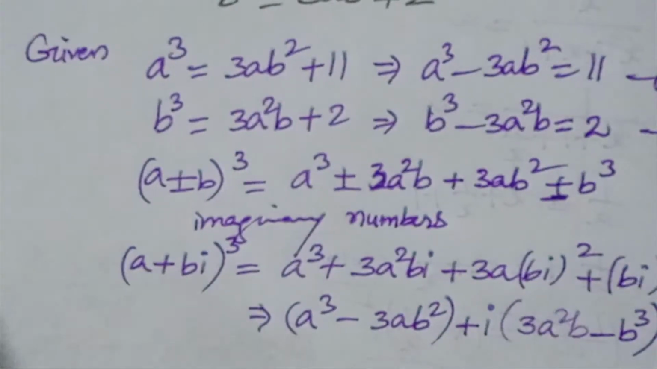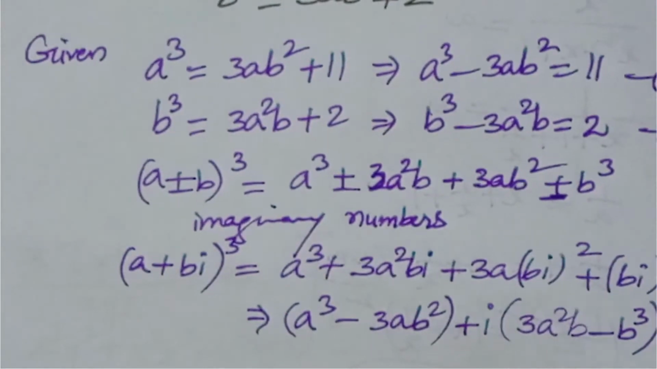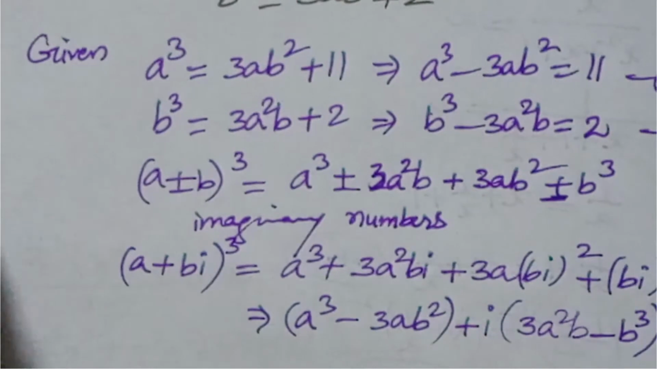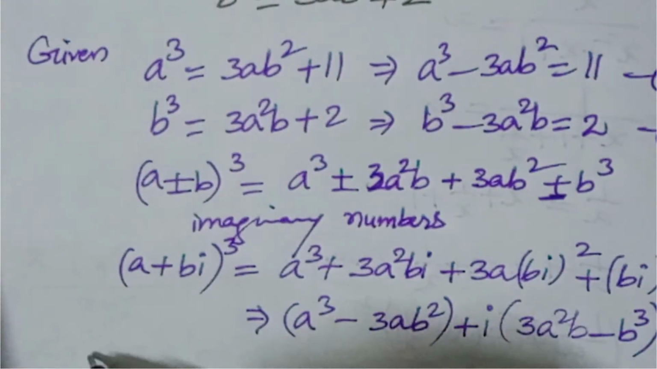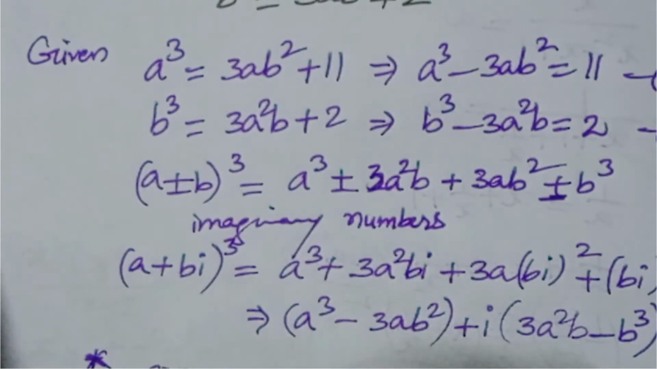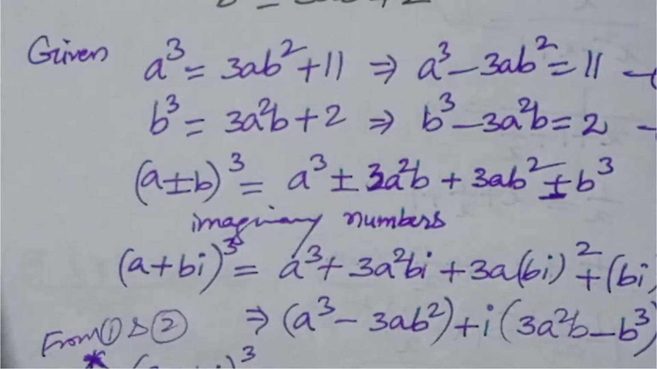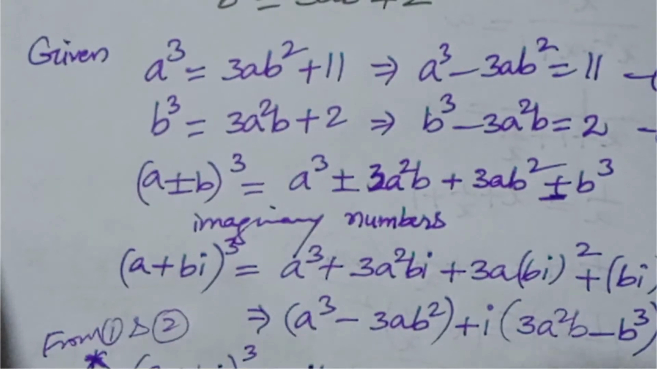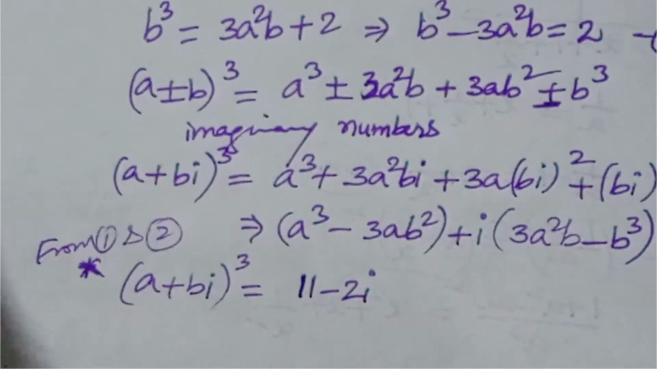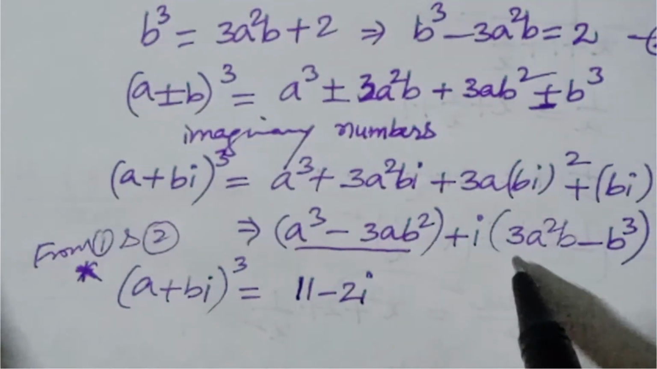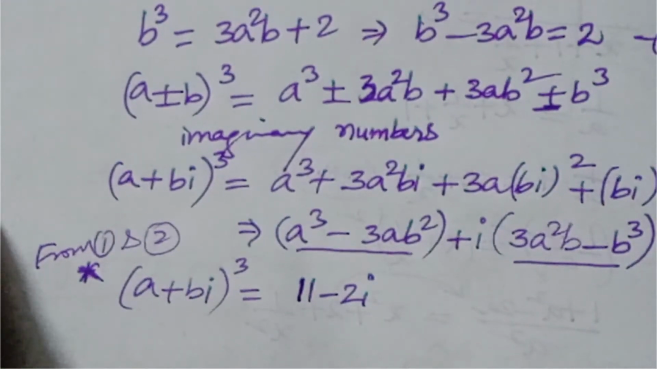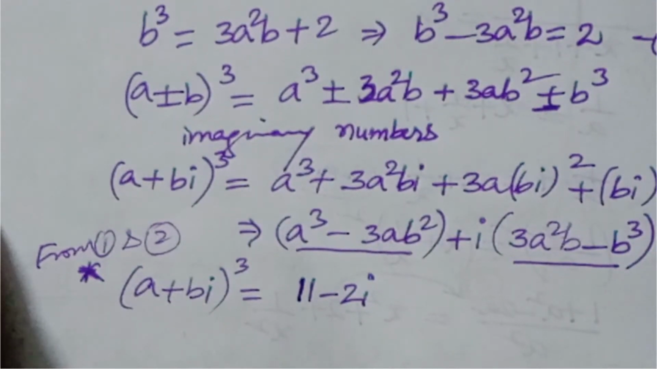So the given equations you can change into this form. From 1 and 2, a plus bi whole cube is equal to 11 minus 2i. Let it be 4. Given a cube minus 3ab square is 11, and 3a square b minus b cube is equal to minus 2. So that value from the second one we will get as minus 2.